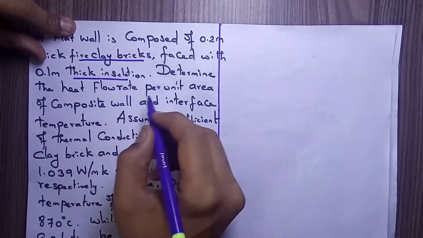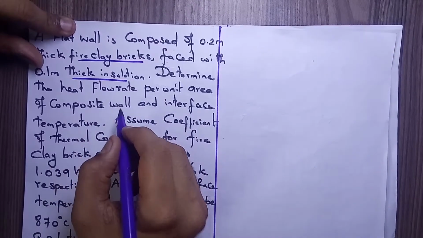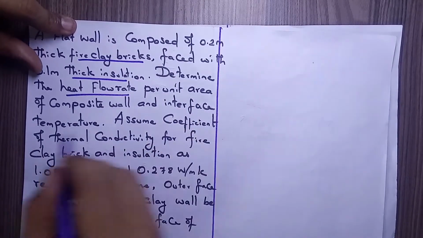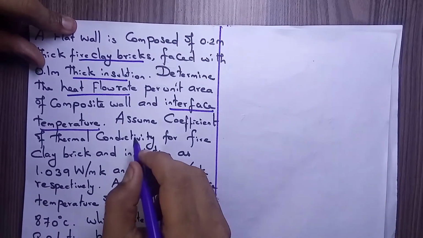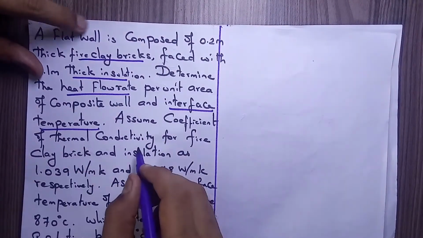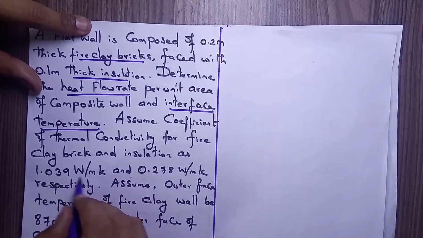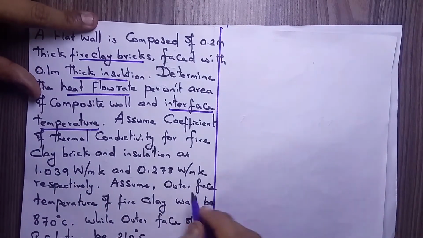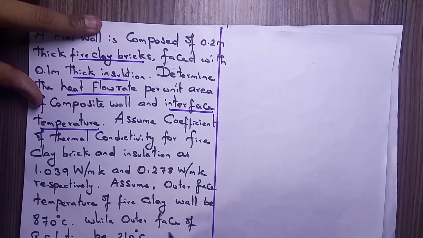Determine the heat flow rate per unit area of composite wall. So first we have to determine the heat flow rate per unit area of the composite wall and the interface temperature. Interface temperature is the middle temperature between two walls. Assume the coefficient of thermal conductivity for fire clay brick and insulation as 1.039 watt per meter Kelvin and 0.278 watt per meter Kelvin respectively. Assume the outer face temperature of the fire clay wall be 870 degrees Celsius while the outer face of insulation be 210 degrees Celsius.